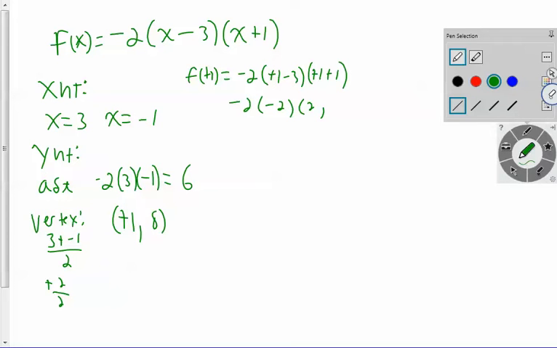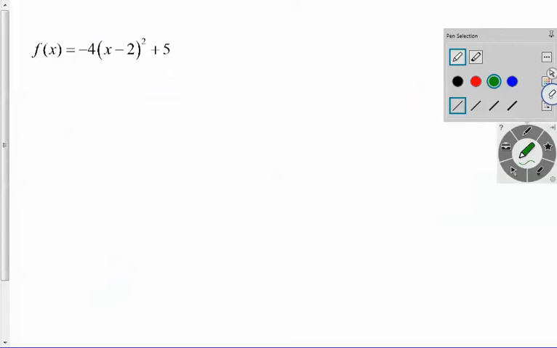So now you can sketch this. Right here you go, vertex at 1, 8: 1, 2, 3, 4, 5, 6, 7, 8. You can put a dot right here. You've got a y-intercept of 6: 1, 2, 3, 4, 5, 6. Put a dot there. You've got x-intercepts at negative 1 and 3. Connect all those and you have a pretty accurate graph of this polynomial. Pretty easy, right? Cool.